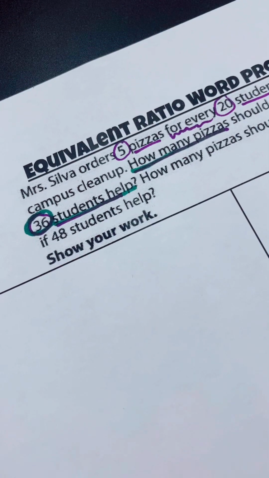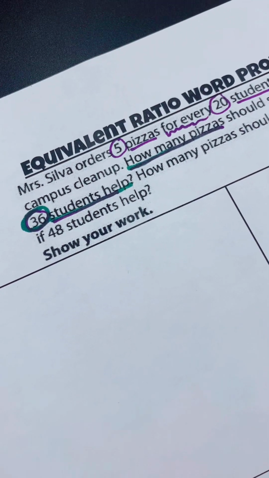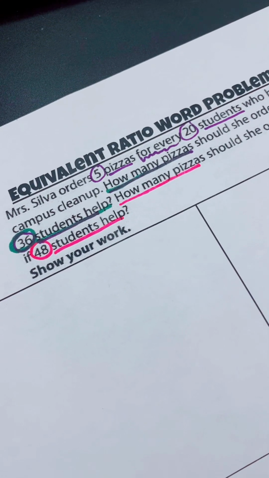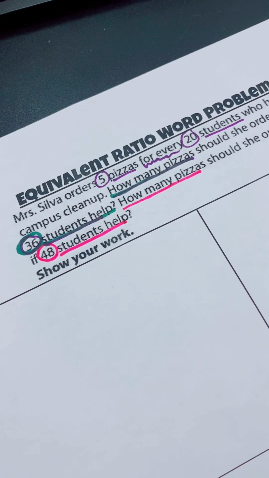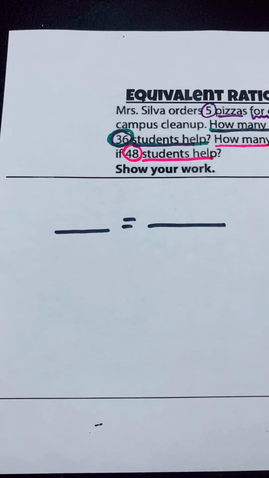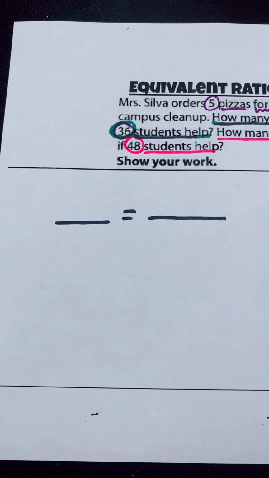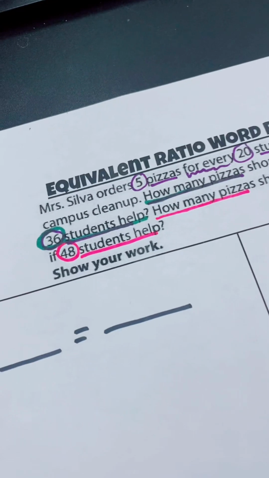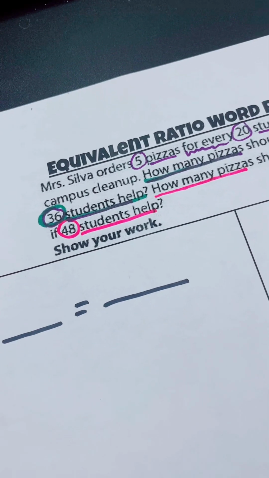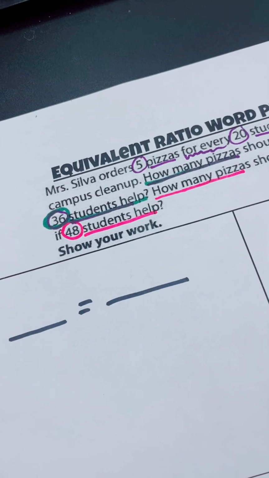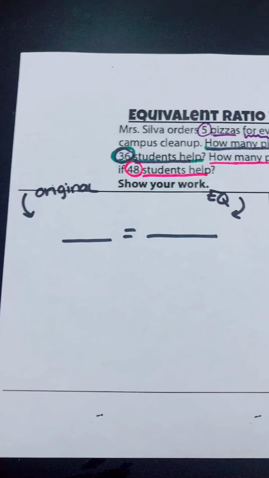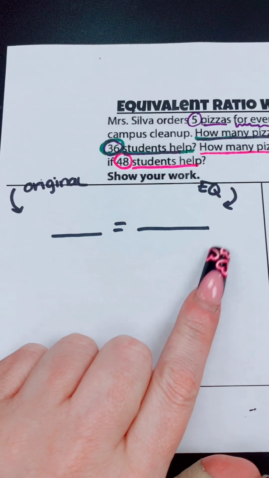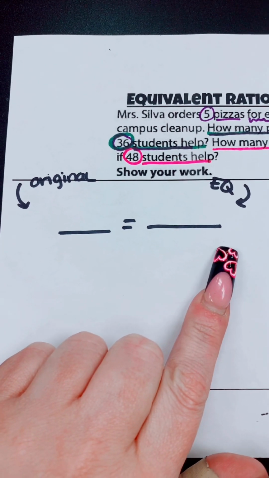The first question we need to answer is how many pizzas for 36 students? And the second question we need to answer is how many pizzas does the teacher need to order for 48 students? I'm going to use proportions to help us solve this problem. So I'm going to solve the first question in this first box. I'm going to figure out how many pizzas this teacher needs to order for 36 students using a proportion. I'm going to set up my proportion with the original ratio on the left and solving for the equivalent ratio on the right.